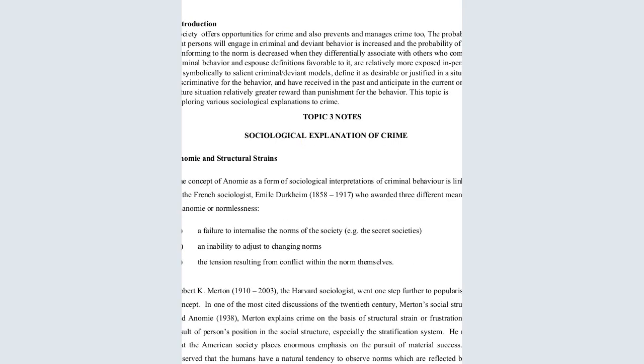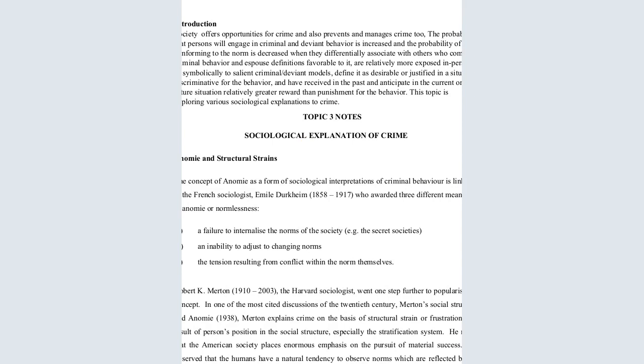Today, we want to look at topic three. And our topic three is basically sociological explanations of crime, which I believe we have already learned in our previous lessons when we were doing introduction to criminology. And so we are just going to look at theoretical explanations of the causes of crime.